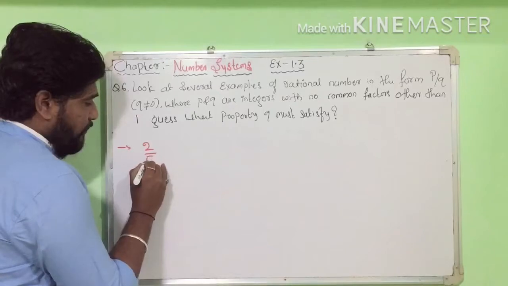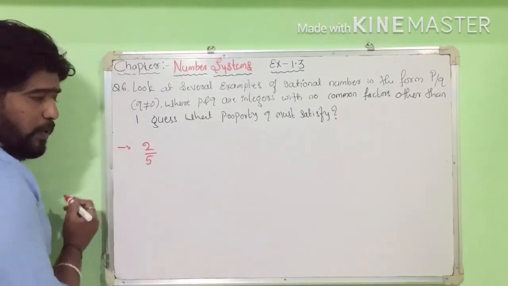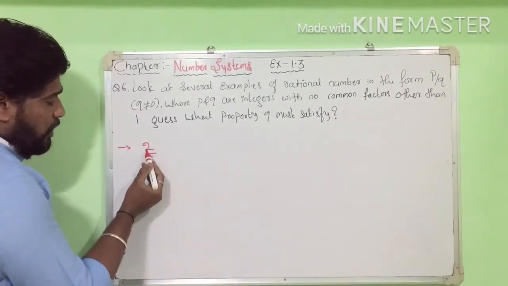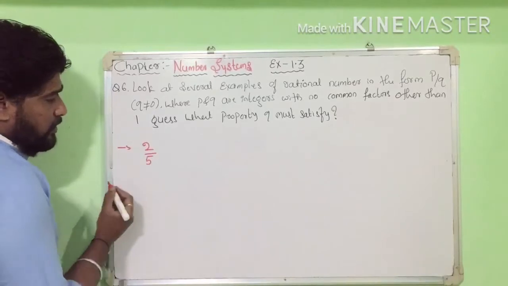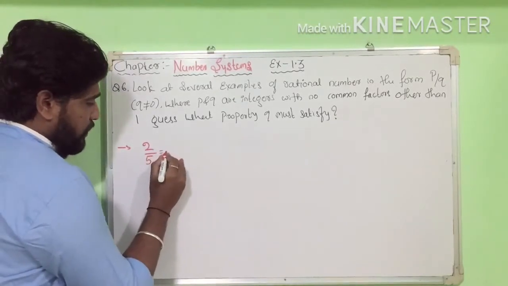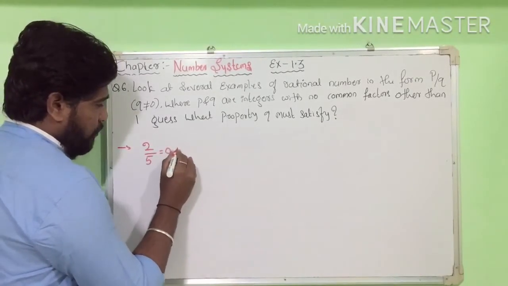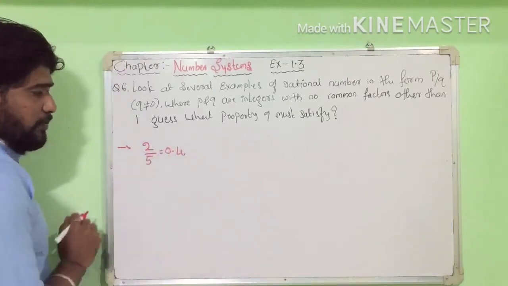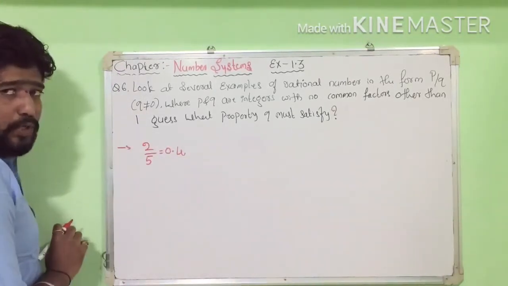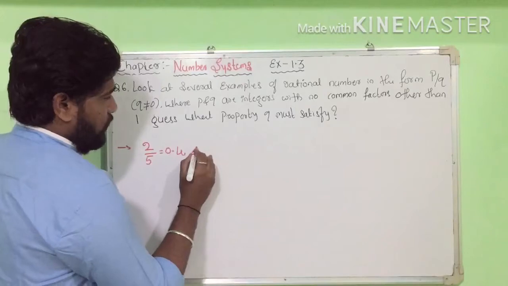2 by 5. It is in the form of p by q and they have the common factor 1 only. Written in decimal form, it becomes 0.4. So it is terminating, right? So it is a rational number. Is it clear? So next one.